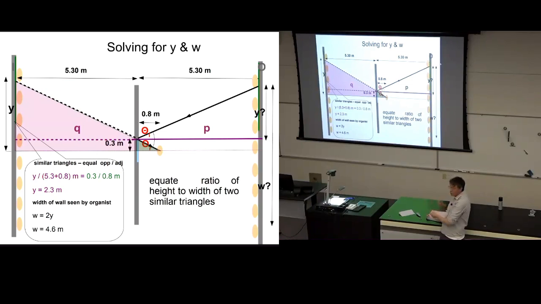So from equating the ratios of the sides of these similar triangles, I found an equation for this unknown height in terms of the other numbers. I rearranged it and found that y is 2.3 meters, which means that if I double that, the amount of wall that I see is 4.6 meters. And so I solved the problem: how much of the wall, how much of the choir boys, I can actually see.